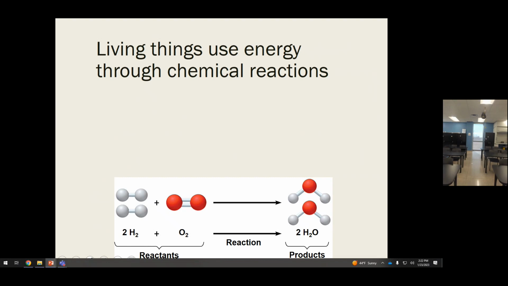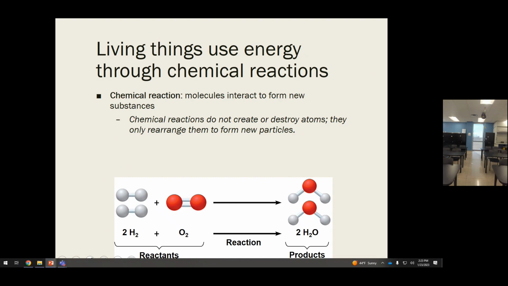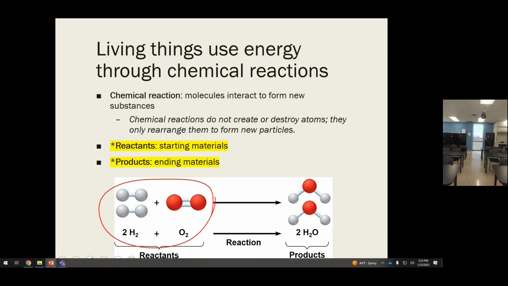Chemical reactions. Living things use energy through chemical reactions. I want to make very clear that chemical reactions are only interactions between atoms. Nothing is created, nothing is destroyed. Only rearrangement of atoms. The reactants are what we call the starting materials, so these are the reactants over here, and then the products are what we call the ending materials. They are the products of the reaction, and the arrow means that a reaction is happening.